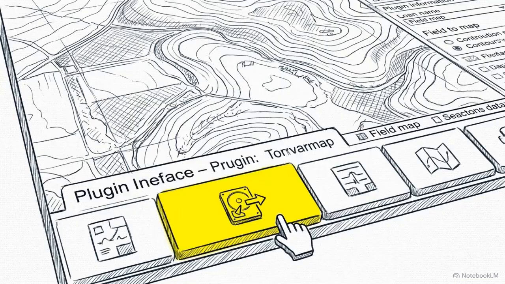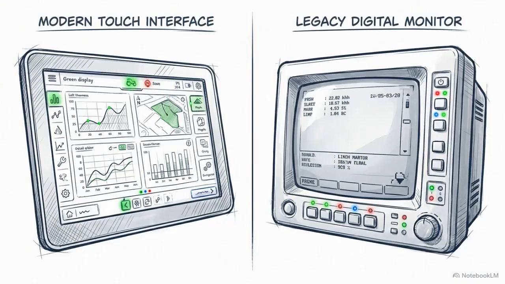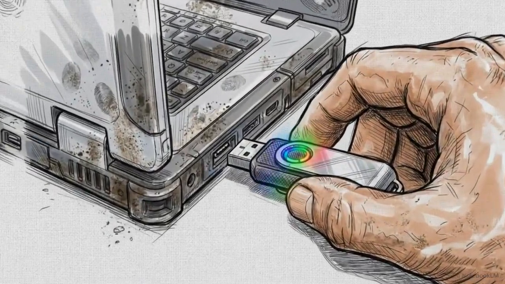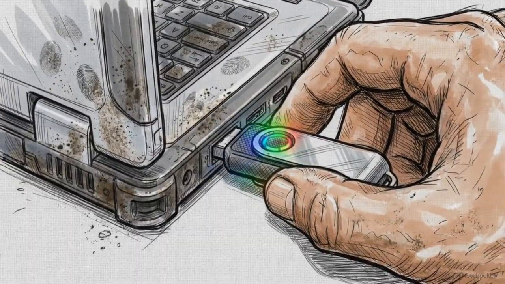To translate this digital analysis into hardware instructions, open the Export dialog within the plugin interface. If you are running modern tractor monitors, select the Isobus XML file format. For those operating older legacy controllers, choose the Zoned Shapefile option. Generate the file, locate it in your local directory, and drag it straight onto a portable USB drive.